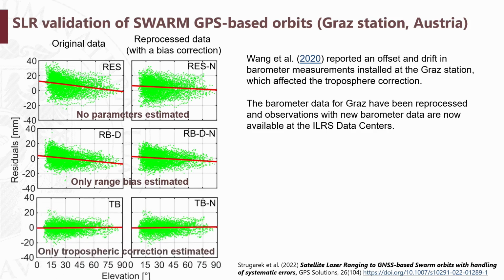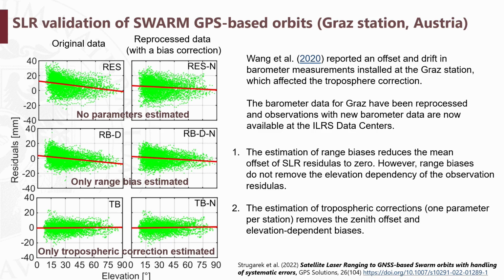And now if we, instead of estimating a range bias, we estimate a tropospheric bias, for the original data and for the reprocessed corrected data, we obtained exactly the same pictures. So we can remove the barometric biases included in data by simply estimating a tropospheric bias. And we see that there is no slope anymore in both cases, and also the residuals are concentrated around the 0 value.